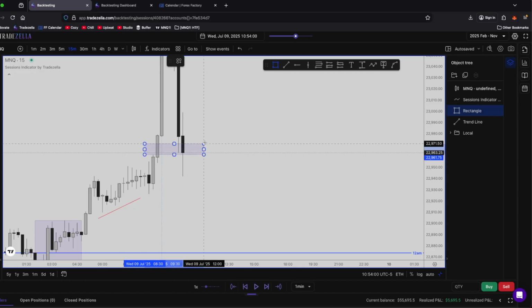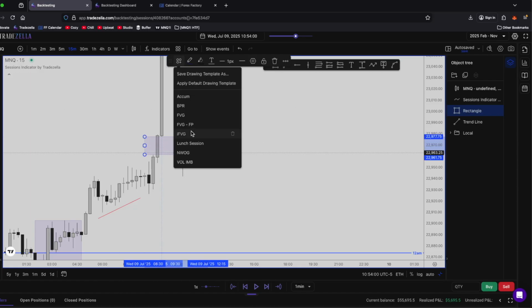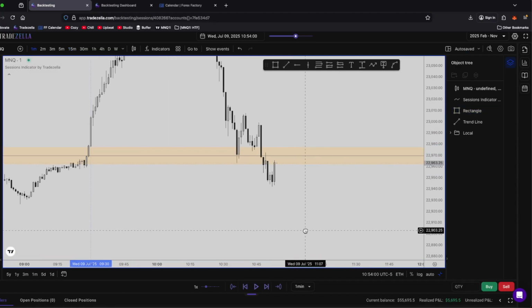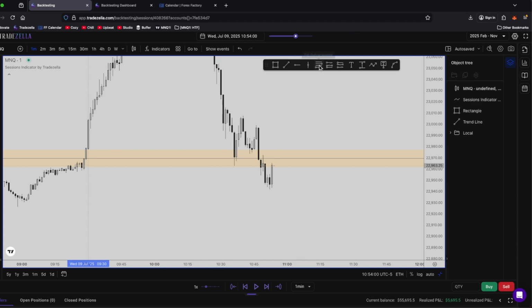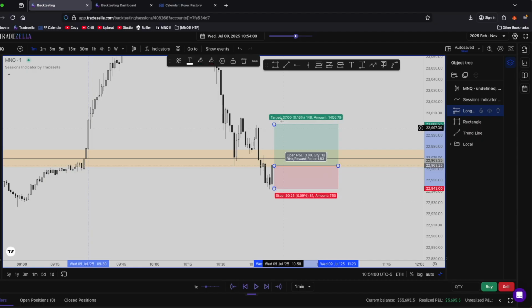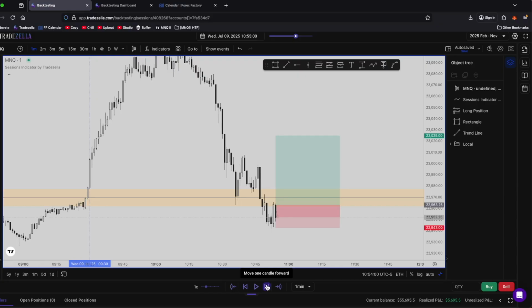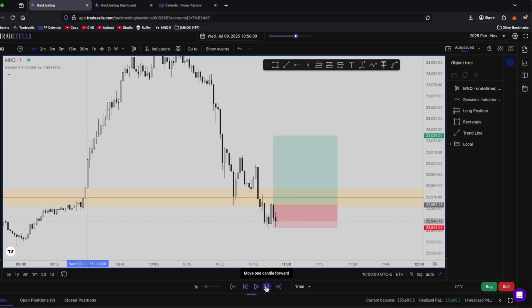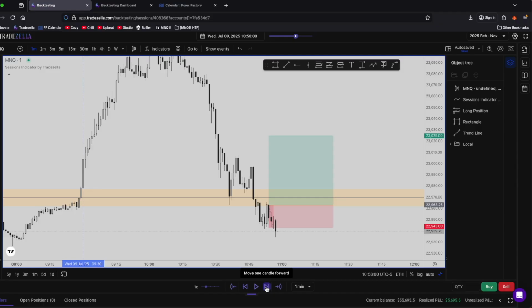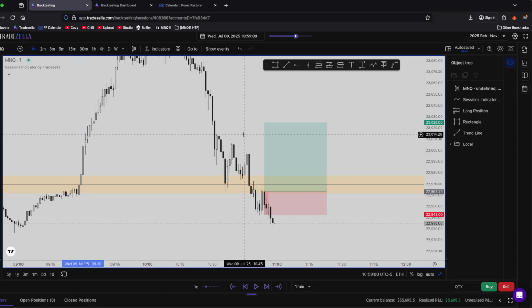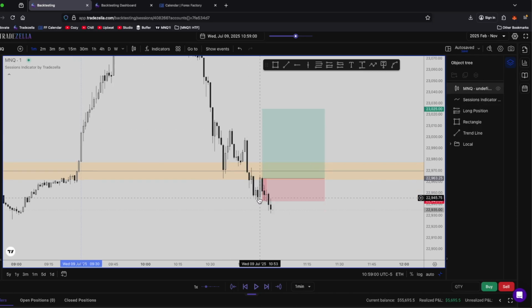So here's a 15-minute fair value gap. Just IFVG, but I'm going to skip this one. I feel like it's going to get stomped on. Look at that. So here's a trade I can track for my spidey sense being right.